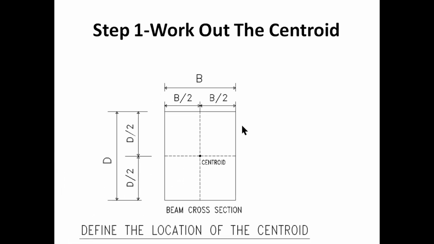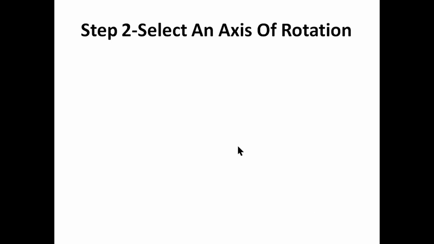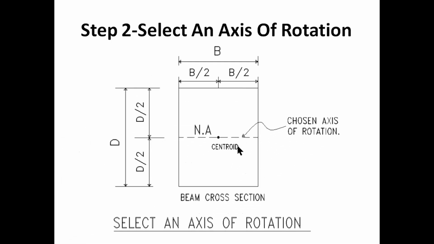The first step, you need to work out the centroid of the cross-section. In this case, because there is symmetry, then the centroid is right in the middle. The exact location would be at d over 2 and b over 2. The second step is select an axis of where you want this rotation to be about. You can really choose any axis you want and at any angle you want as well. And for every axis you choose, you will get a different value for I.